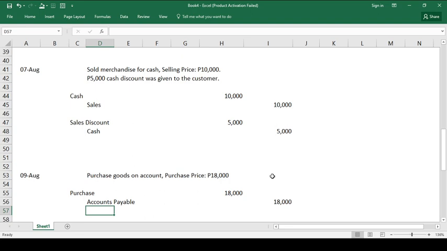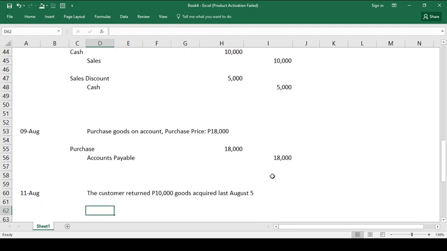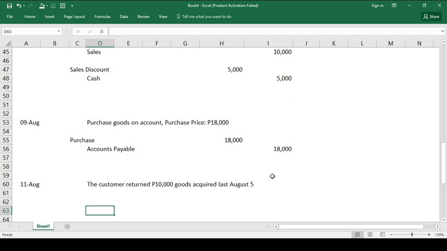Okay? Gawan ng entry yung sale at purchase. And then, on August 11, ito po yung naman nangyari. How are we going to prepare an entry if there are goods returned by the customer?